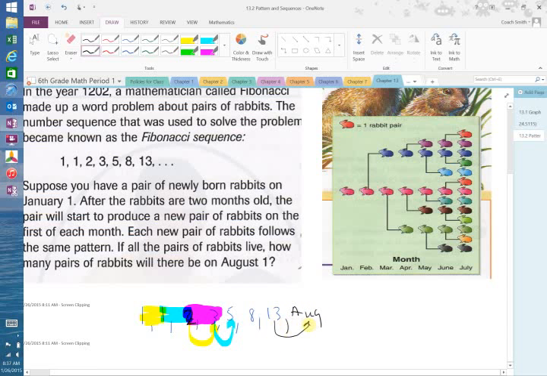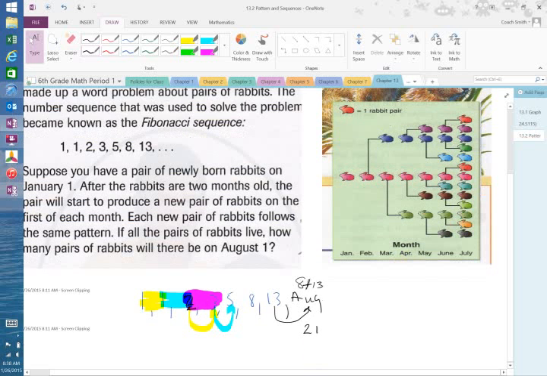To go from here to here, what do you have to do? Not 5 plus 8, 8 plus 13. So to get to August, we had to take 8 plus 13. 8 plus 13 is what? 21. So in August, you had 21.